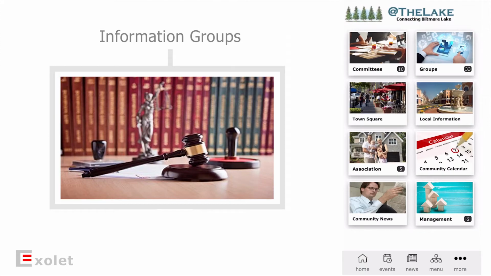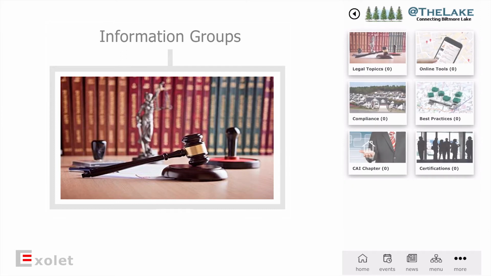Another type of group we refer to as an information group. This refers to the grouping of information documents and files. For example, we have a category called management, and within that category we have an information group called legal topics. It's not a club or social in nature, but it's a place where we can store information relevant to the topic. Likewise, people that are interested in following this topic can join the same way that they do with a social group.